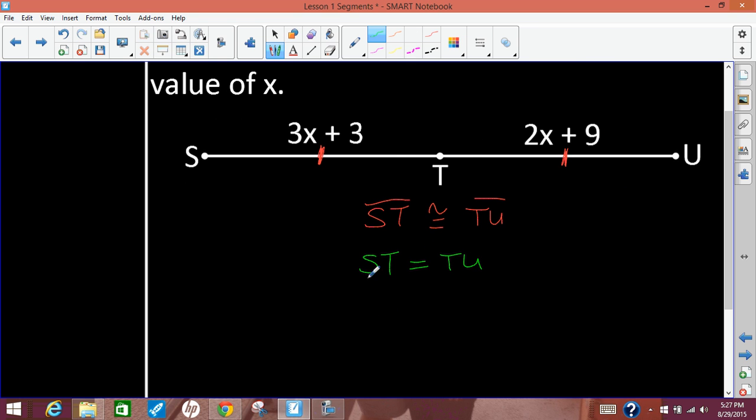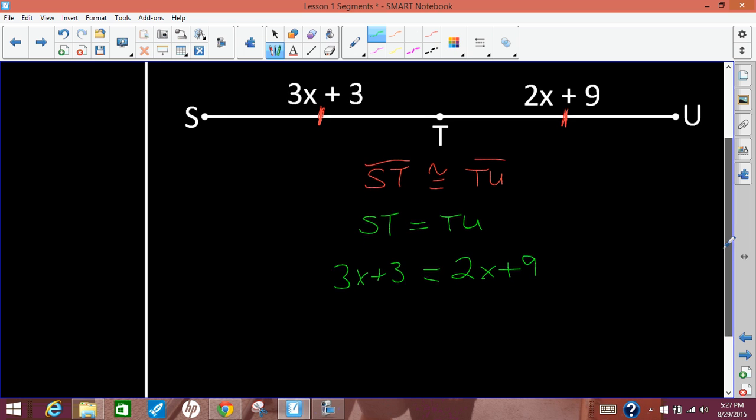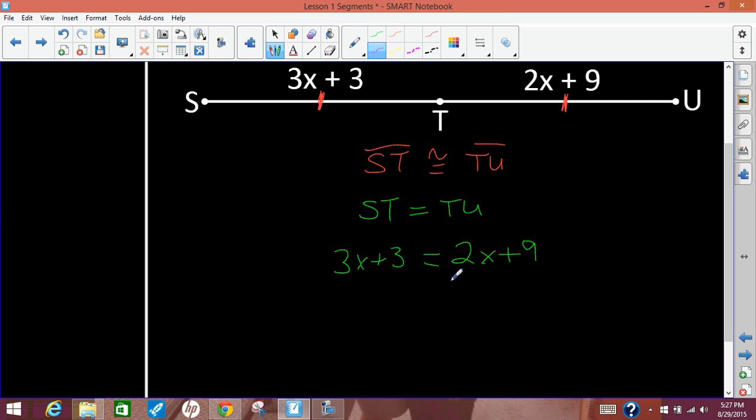We can plug in 3x plus 3 for ST, 2x plus 9 for TU, and we can solve this equation. I'm going to start by subtracting 2x from both sides. We get x plus 3 equals 9. And then I'll subtract 3 from both sides, and I will get that x is 6.